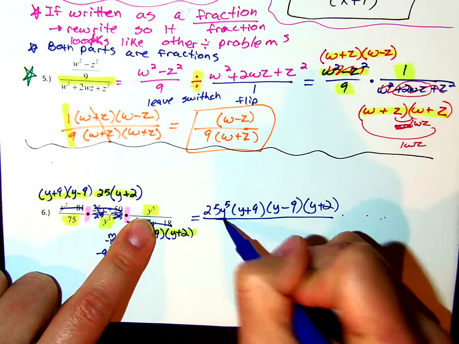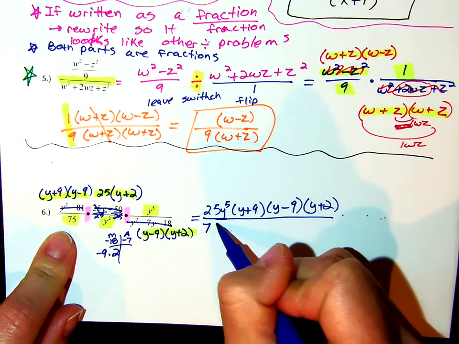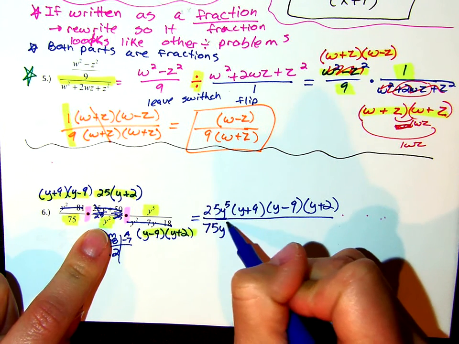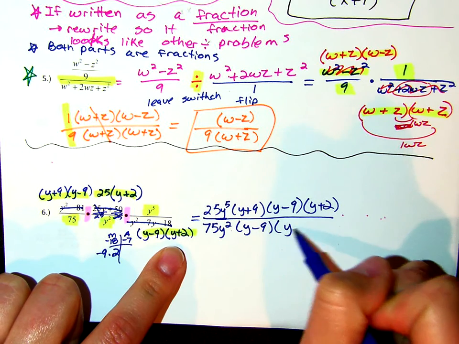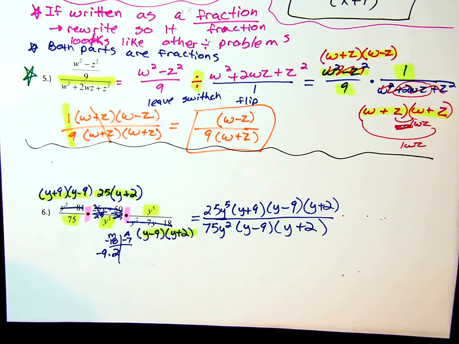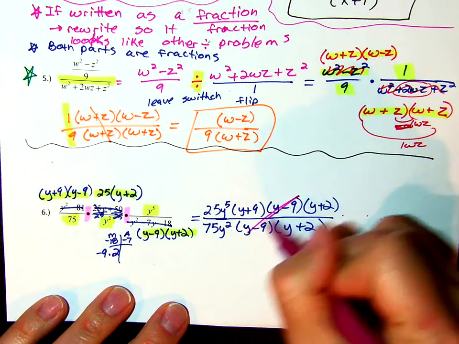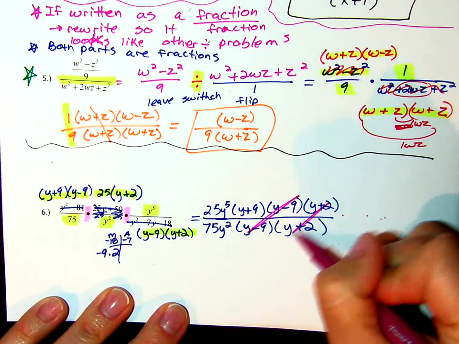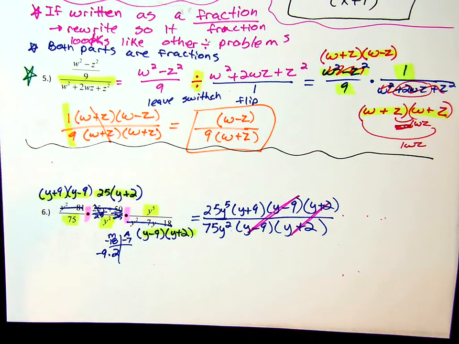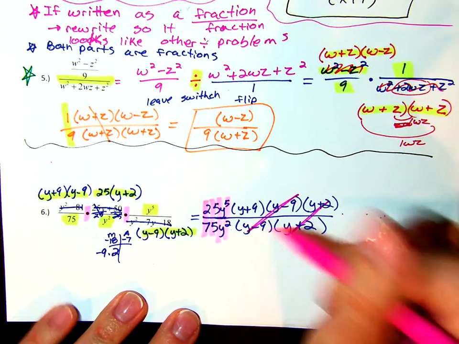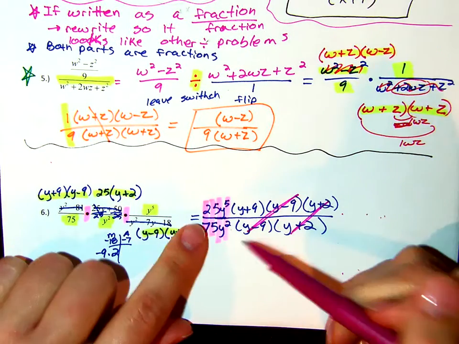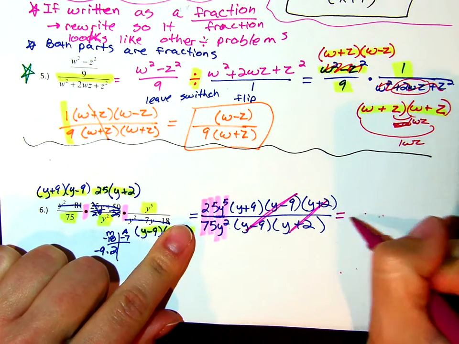Then we look at the bottom. There's a monomial of 75. Monomial of y squared. Then y minus 9. And y plus 2. So now we can go ahead and cancel out anything that's in common between them. So y minus 9's cancel, y plus 2's cancel, and always, always, always check to see if there are terms out front that can be reduced. In this case, 25 over 75 does reduce to 1/3.